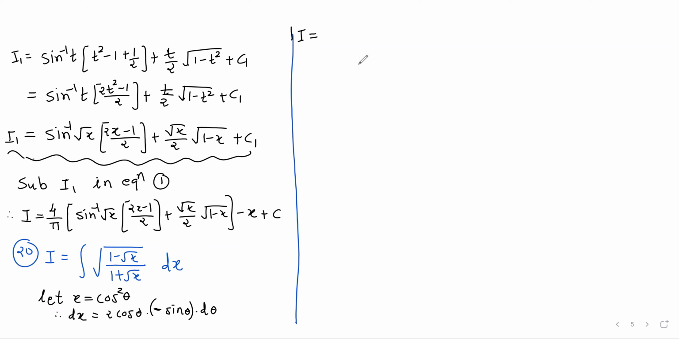Now substitute: I is equal to integration of under root 1 minus cos theta upon 1 plus cos theta, and dx is replaced with minus 2 sin theta cos theta d theta. Again, a little more. Under root of 1 minus cos theta upon 1 plus cos theta becomes tan square theta by 2.